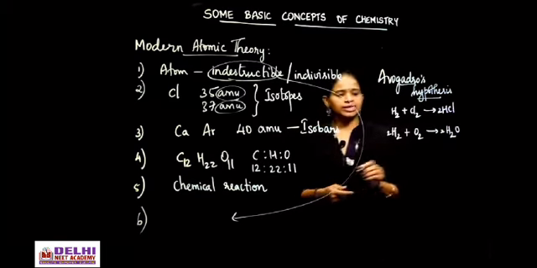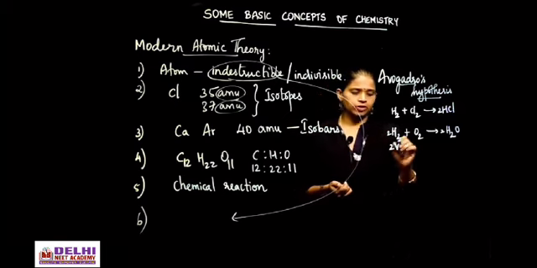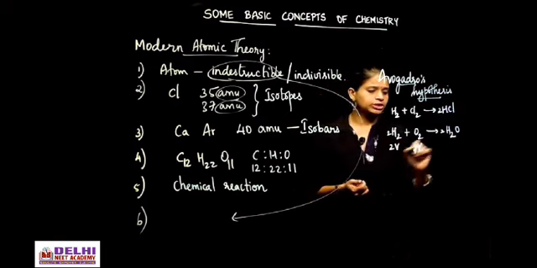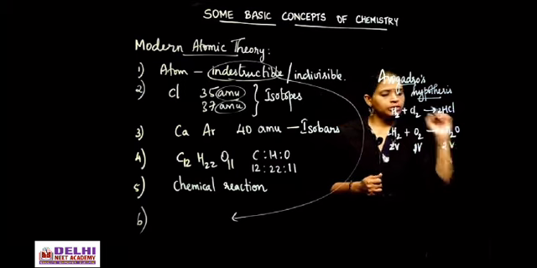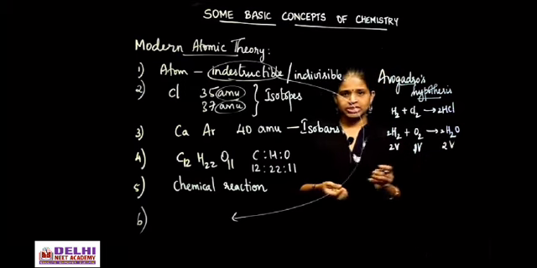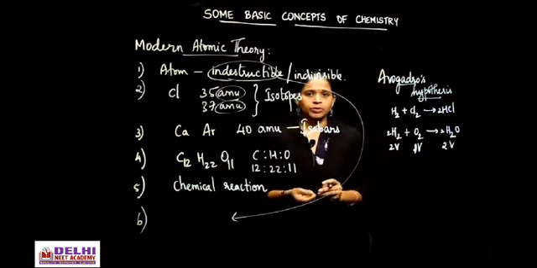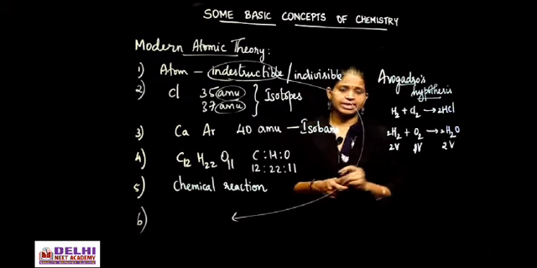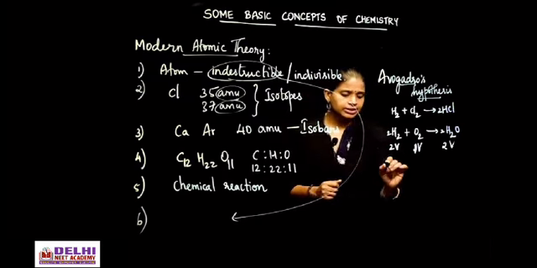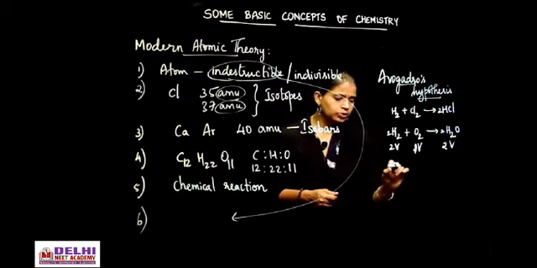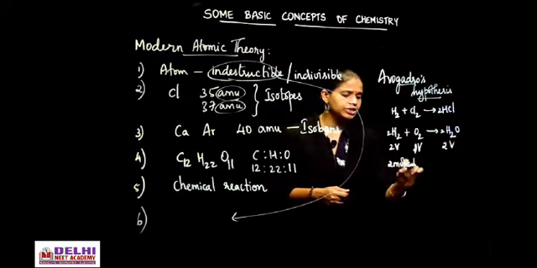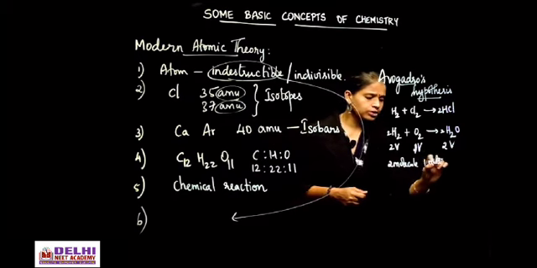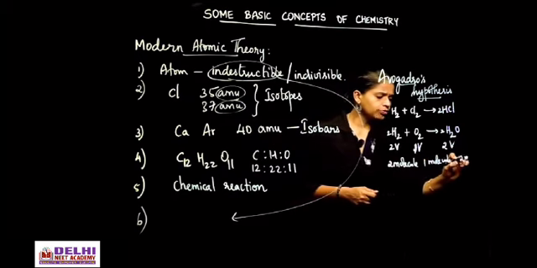Here it is 2 volumes of hydrogen and 1 volume of oxygen which undergo reaction to form 2 volumes of water. Or if I consider that n number of molecules is present in V volume of the gas, then it is 2 molecules of hydrogen which undergo reaction with 1 molecule of oxygen to form 2 molecules of water.